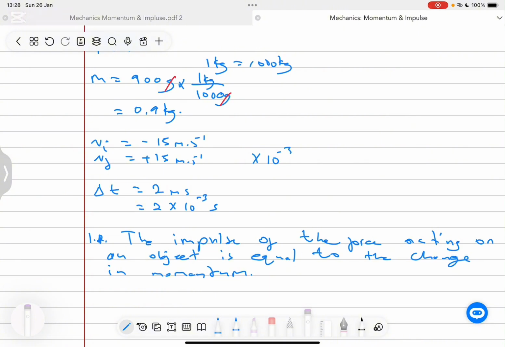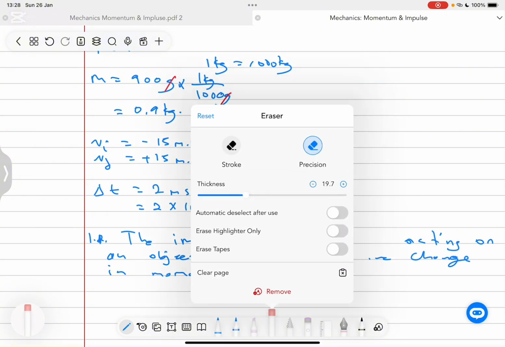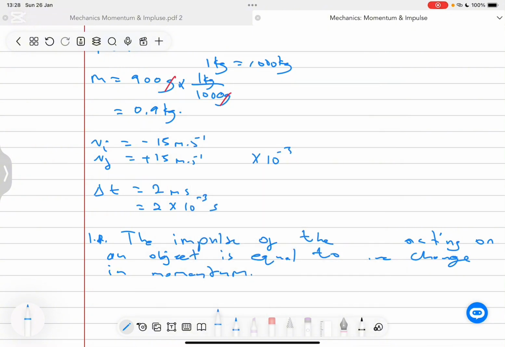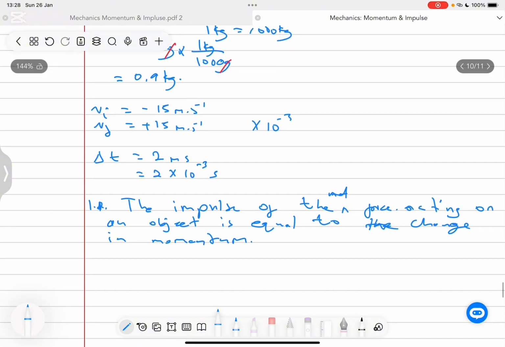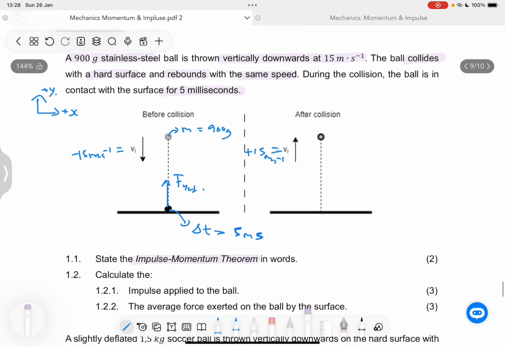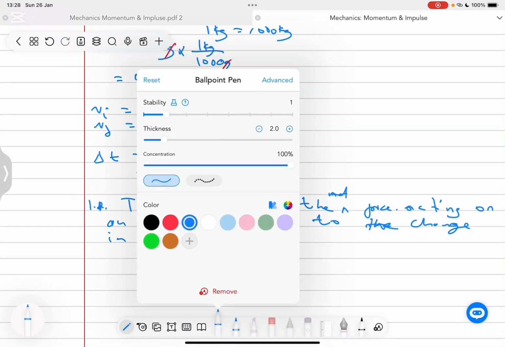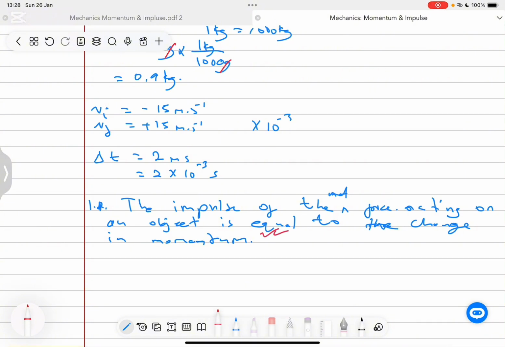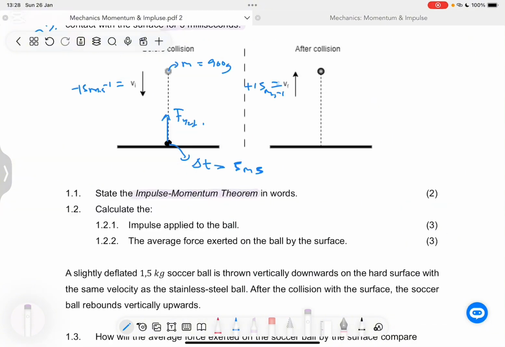So here we're saying the impulse of the force. Maybe I can say the impulse of a net force, because we know that it is the net force. Let me reduce my eraser. So I can say here, the impulse of a net force acting on an object is equal to the change in momentum. It looks good to me. This will always give you 2 marks. Easy peasy.